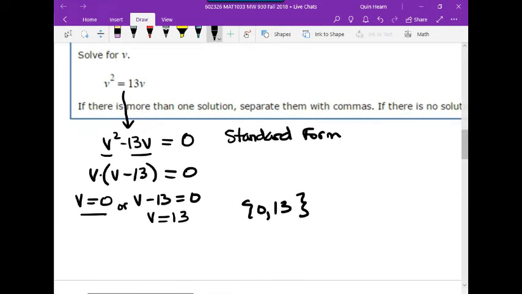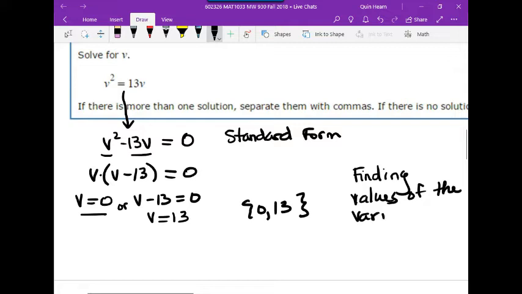Now, as I've been solving these equations, I've been a little bit remiss. I should have been emphasizing, what does it mean to solve an equation? When you solve an equation, when you find a solution, what you're doing is finding two values in this case. Could be one value, could be three values, depends on the equation. But we're finding values of the variable that make the original equation true.